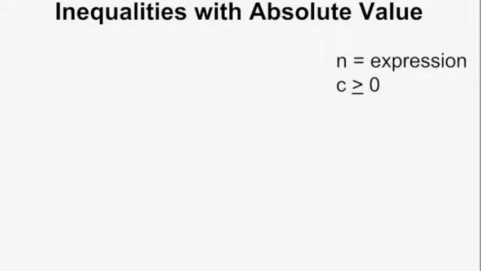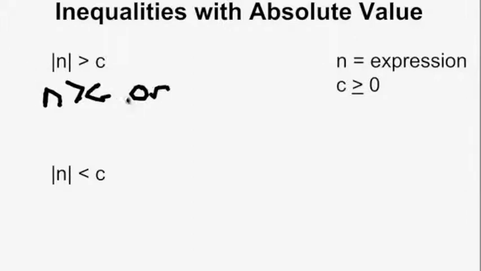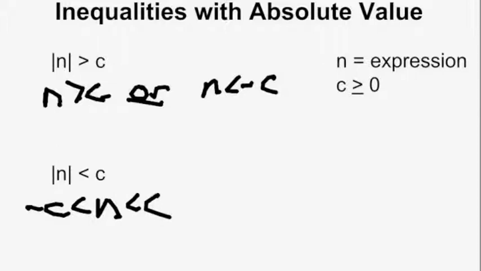So if you imagine that n equals an expression and c is greater than or equal to 0, then if you have the absolute value of n is greater than c, you know that n is greater than c or n is less than negative c. However, if the absolute value of n is less than c, then you know that negative c is less than n is less than c, which allows you to write the inequality much simpler.